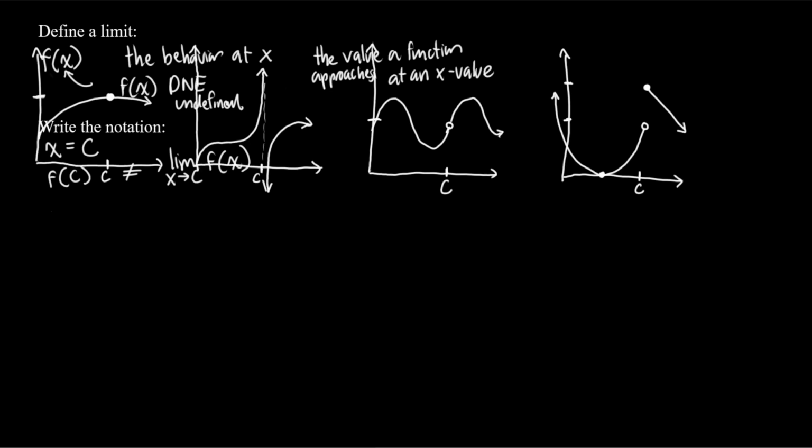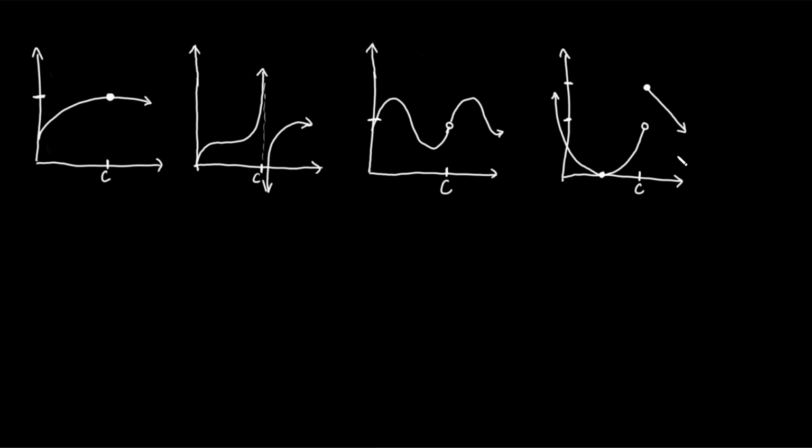Okay. I've got 4 graphs, and I've also labeled them at c. So we'll keep using the variable c in this case. It looks like this is a logarithmic function. This one is a rational function. This one might be a sinusoidal function, and this one's just a piecewise function.